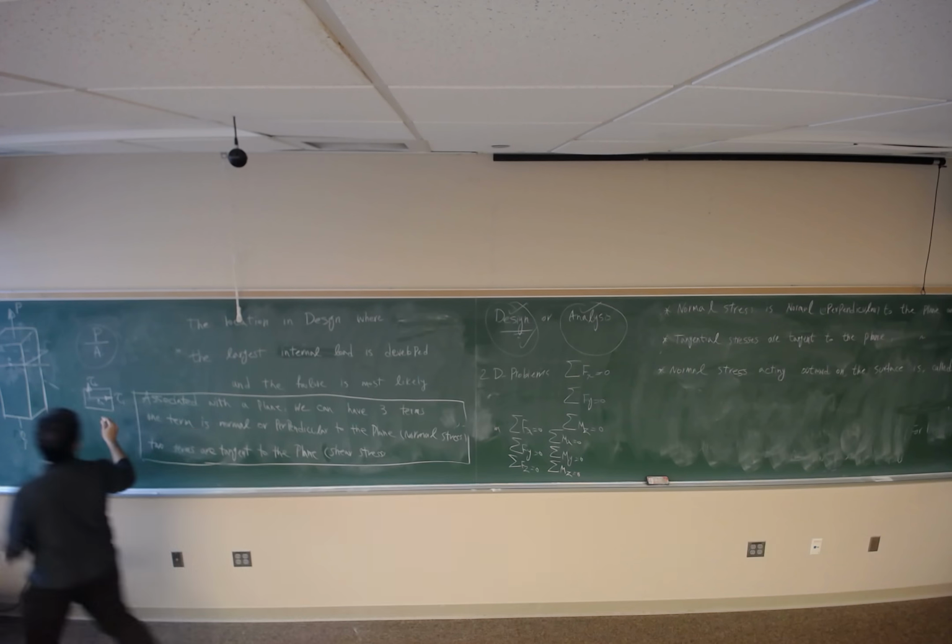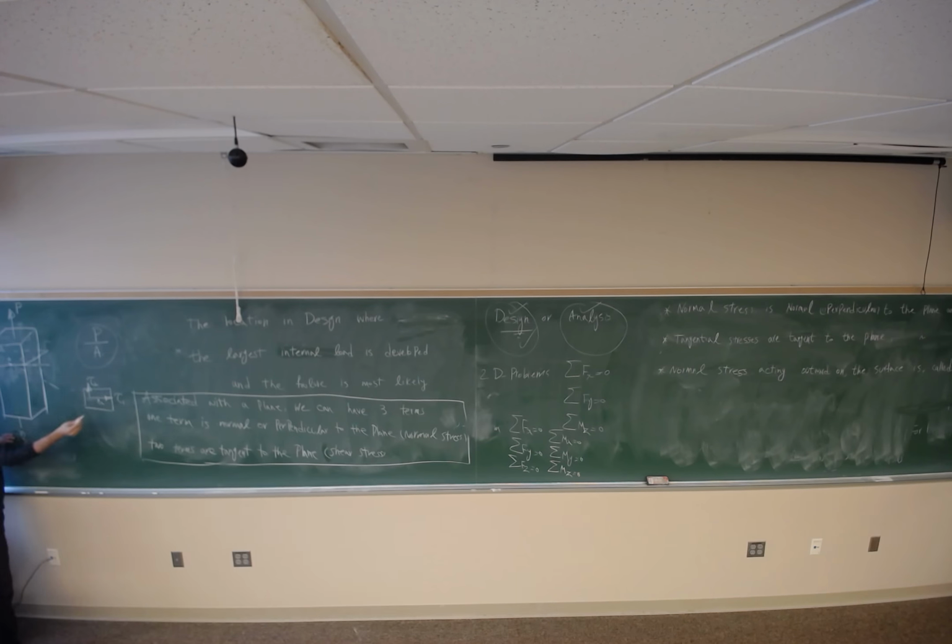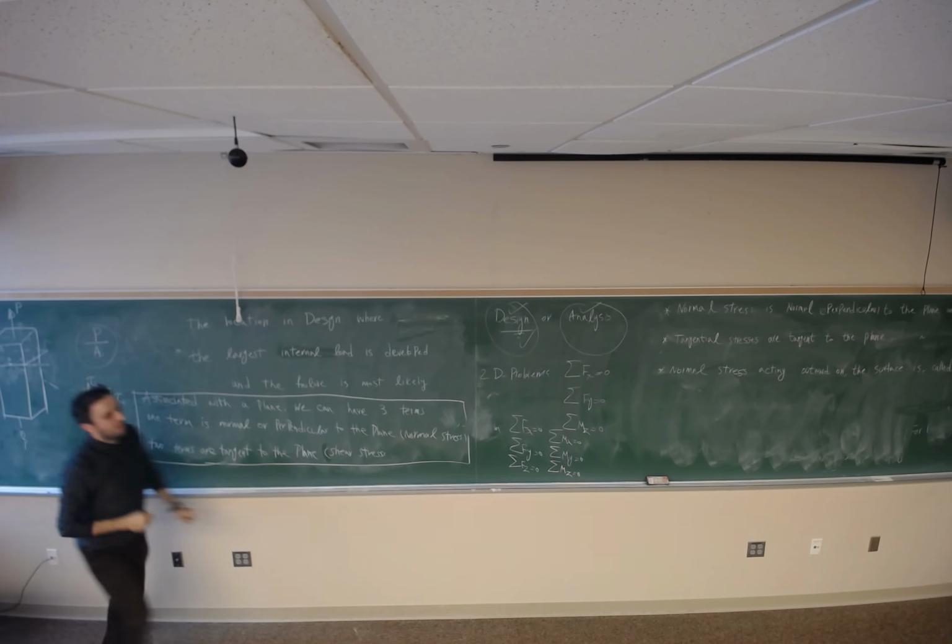I said we have one normal stress which is perpendicular to the plane. If the normal stress is acting outward of the plane, which is coming out of the plane, we call it tensile stress. Look at this. This force is applying in this direction, so the normal stress applying to this plane is coming out of the plane. It's a tensile stress.